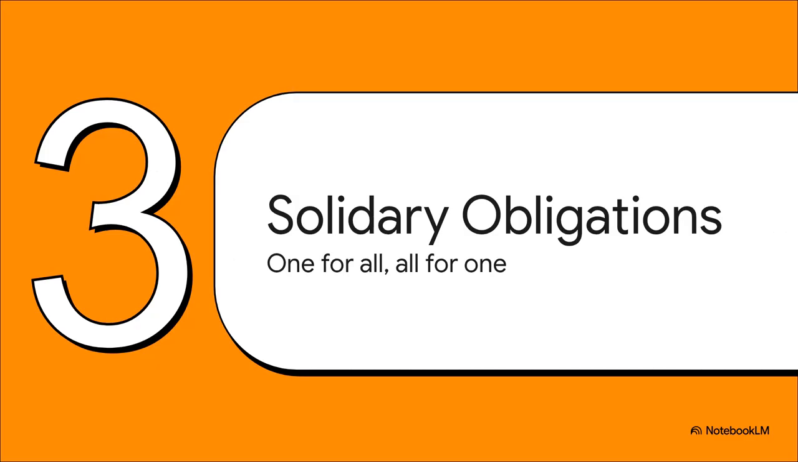But what if the creditor is smarter? What if they want more security? Well, that brings us to the powerful exception to the rule, the solidary obligation. If a joint obligation is to each his own, a solidary obligation is basically the Three Musketeers motto, one for all and all for one.